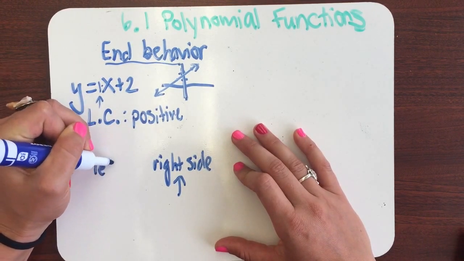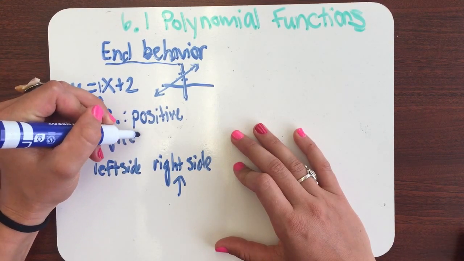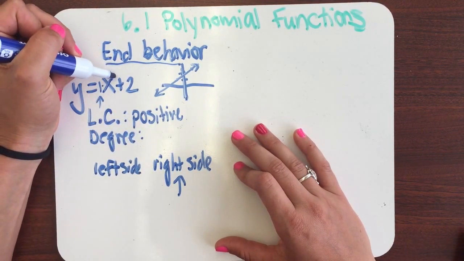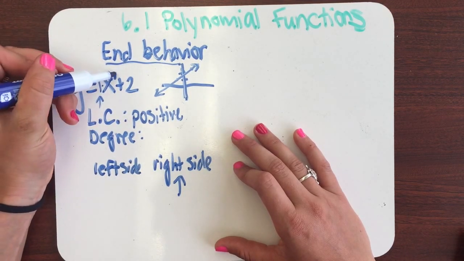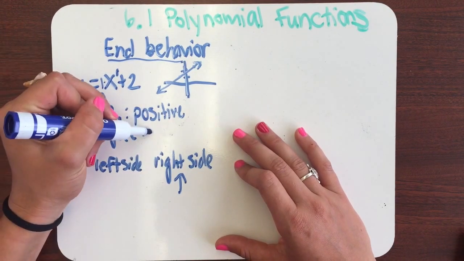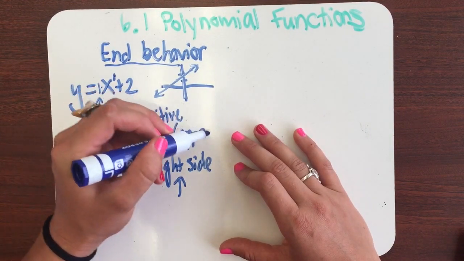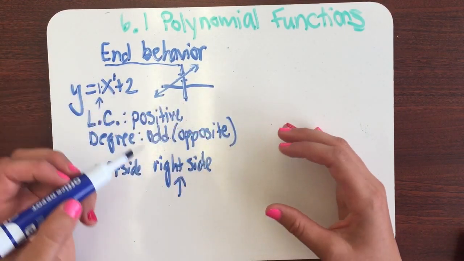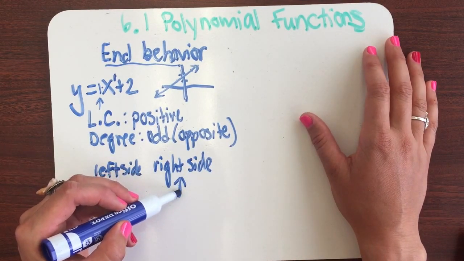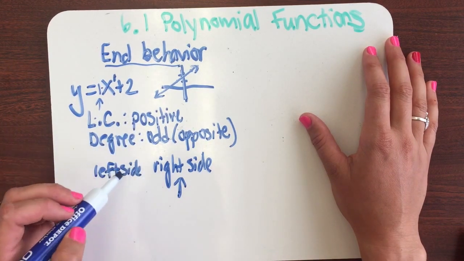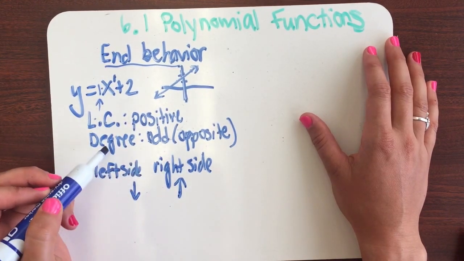So to find the left side, you look at the degree. And the degree is the highest exponent. So here the degree is a 1, and you look to see, is that even or odd? And 1 is odd. If the degree is odd, it goes in opposite directions. The end behavior goes in opposite directions. So since the right side goes up, because the leading coefficient is positive, then the left side will go down because it has to go in opposite directions when the degree is odd.